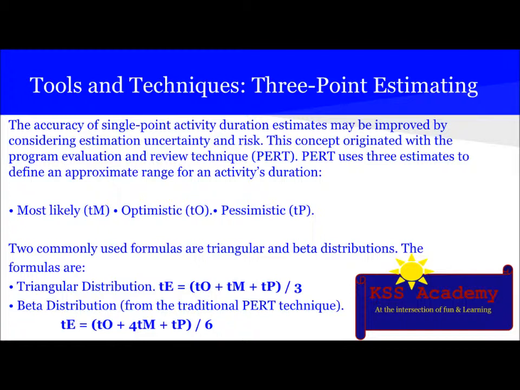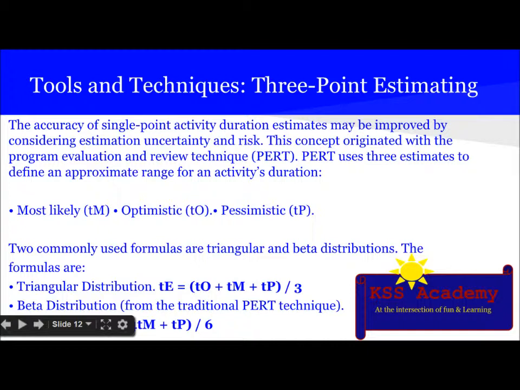The two commonly used formulas are triangular and beta distributions. The formulas are: for triangular distribution, we calculate activity duration by adding all the time estimates. This is optimistic, this is most likely, and this is pessimistic time estimate, divided by 3. This is for triangular distribution.